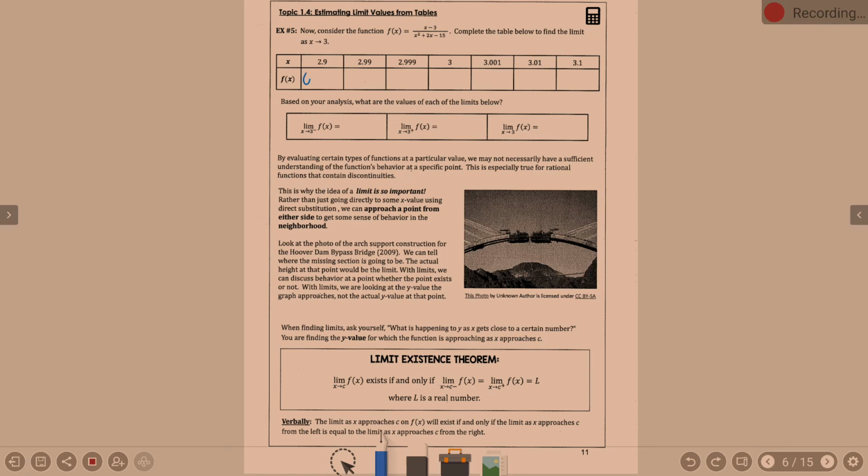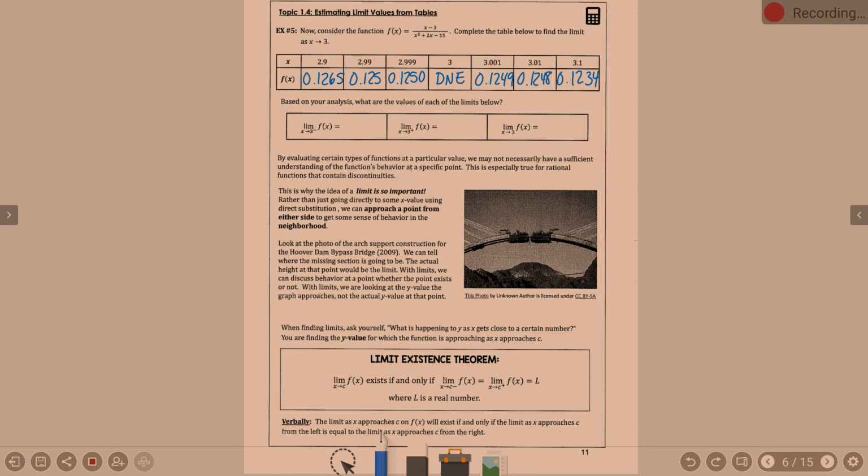0.1265. 0.125. 0.1250, does not exist. 0.1249. 0.1248. 0.1234.